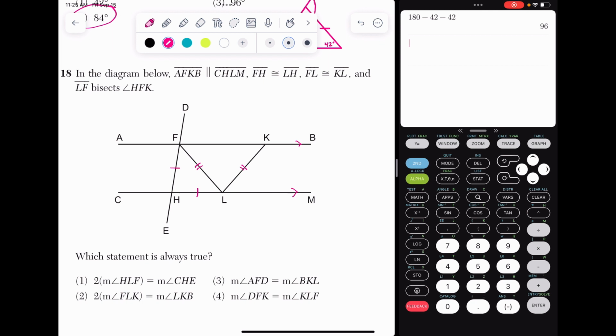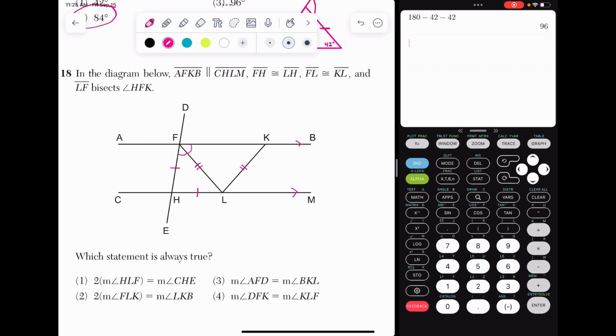And LF bisects angle HFK. So these 2 are congruent up here. When we have an angle bisector, that means that angle is split into 2 congruent parts. All right, now we have to decide which statement is always true. If we look at the answer choices here, they're all talking about angles. We're talking about maybe multiplying some by 2 or some being equal. All right, so remember we want it to always be true. We have to be very confident it's a true statement. Let's go through the answer choices.